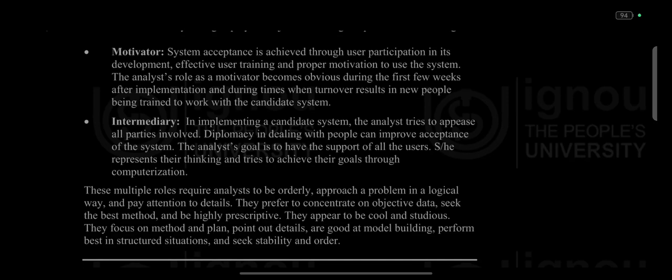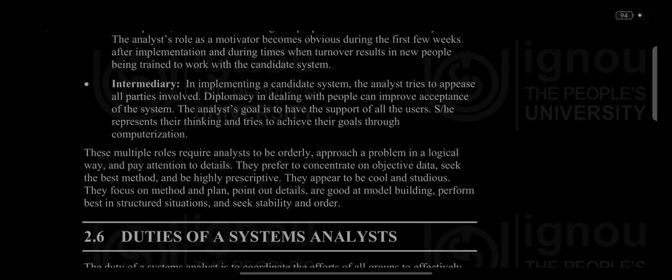Intermediary. In implementing a candidate system, the analyst tries to appease all parties involved. Diplomacy in dealing with people can improve acceptance of the system. The analyst's goal is to have the support of all the users. She or he represents their thinking and tries to achieve their goals through computerization.